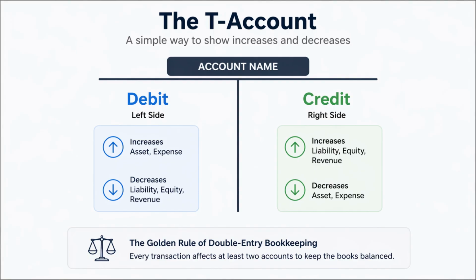To track these changes, we use two terms, debit and credit. These do not mean debit is bad or debit is good and credit is bad. Instead, they are just directions. Think of them as left side debit, right side credit.